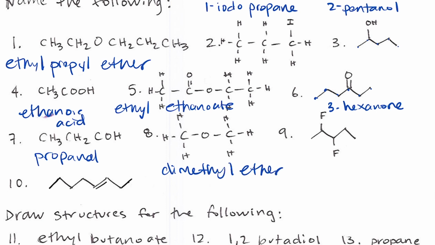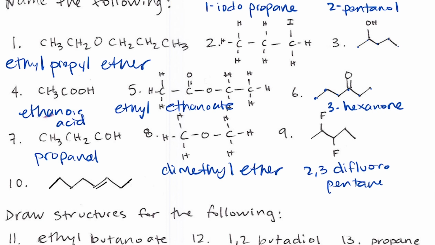We also have 2 fluorines in this next one with 5 carbons, so we say, from the left, count them. It would be 2,3-difluoro. What did I say it was? 1, 2, 3, 4, 5, pentane.